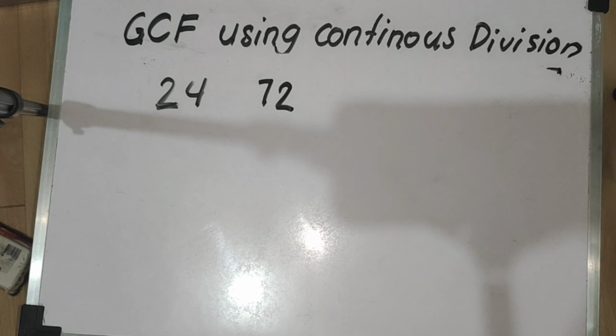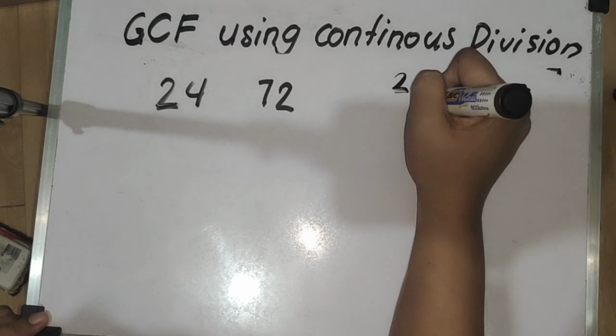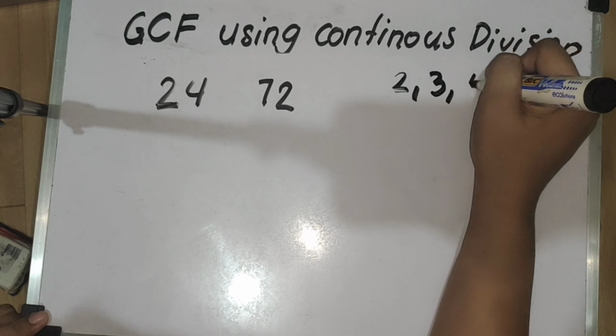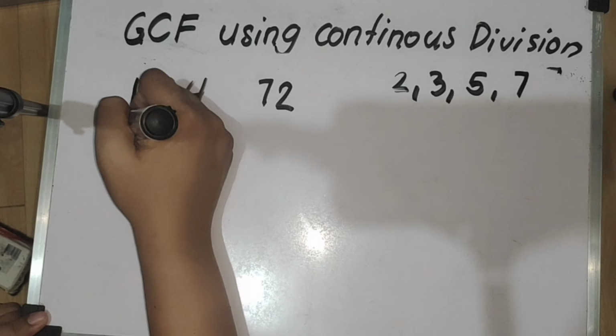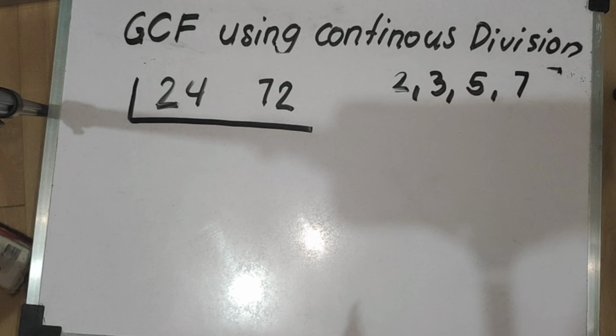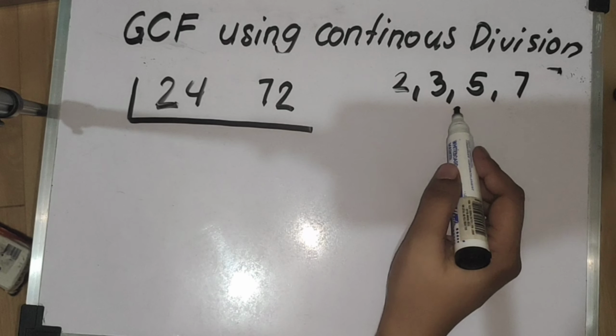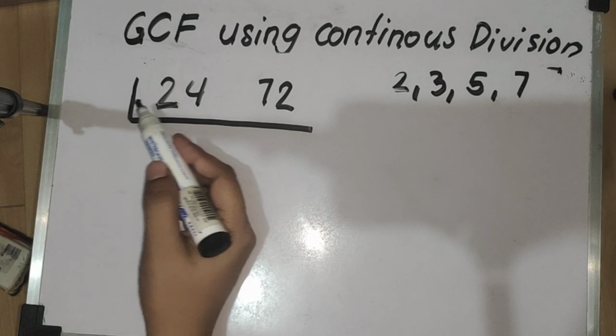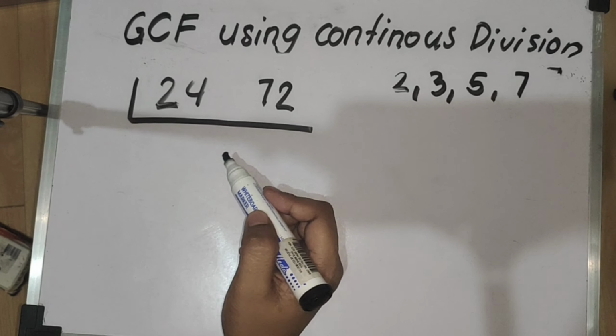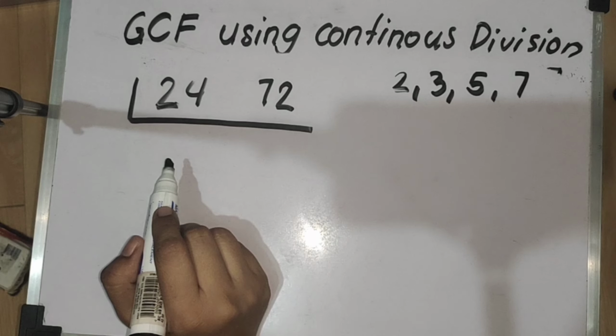Okay, so before we start, we need to list down at least 4 prime numbers. Let's say we have 2, 3, 5, and 7. So bakit ako meron ngayong prime numbers dito? Kasi itong mga prime numbers na nandito, yan yung gagamitin natin as our divisor for our 24 and 72. So, okay. So, let us start.